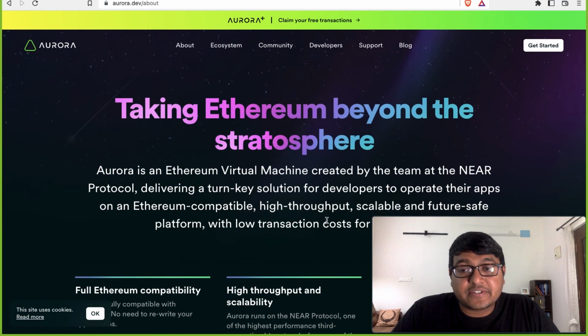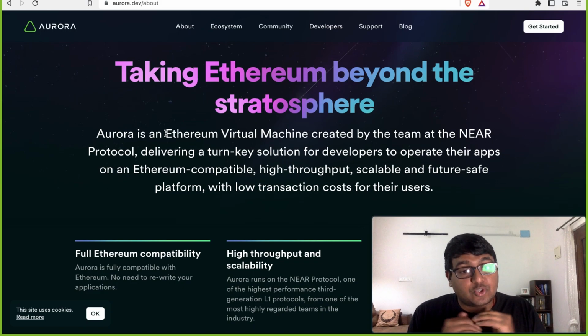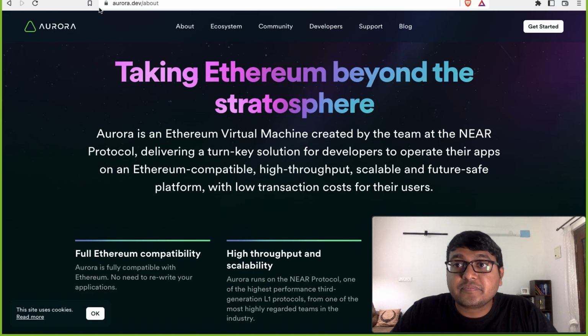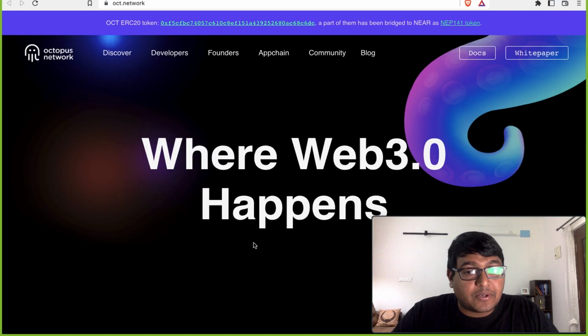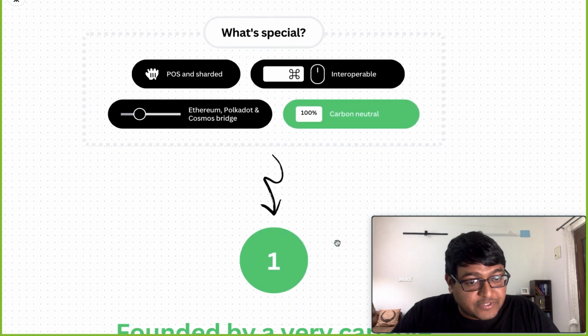Aurora is a service that they are using. It's an Ethereum virtual machine that is created by the NEAR protocol. So what they're essentially doing is that if you are an Ethereum dApp, then you can very easily migrate into NEAR, and this low barrier to entry makes more app developers interested to come on board here. Similarly, they have something called Octopus Network. This is for Polkadot and the Cosmos Bridge.